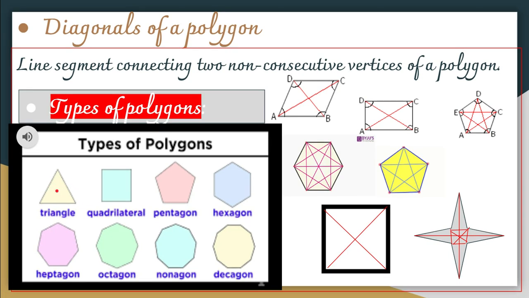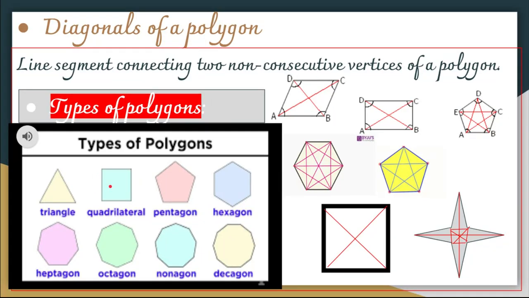Okay, so we can see some more examples of polygons. Polygons with four sides are called quadrilaterals. The word comes from four. There are different types of quadrilaterals: you can see the square, rectangle, parallelogram, rhombus, etc. So these are basically many types of quadrilaterals.